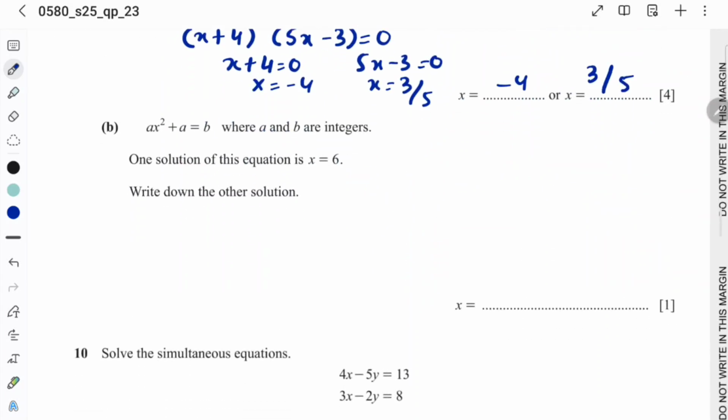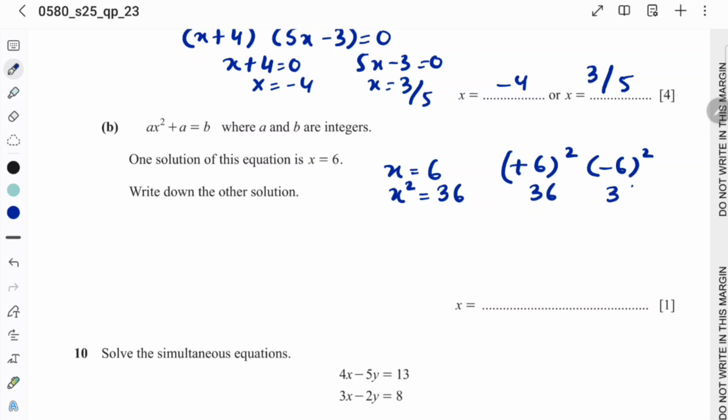So part B, ax square plus a equals b, where a and b are integers. One of the solutions is x equals 6, find the other solution. So just a one mark question. Remember, if I substitute the value 6, then I cannot find the answer because there are more unknowns. So x equals 6, x square will be equal to 36. It means that plus 6 will give you 36, and minus 6 square will also give you the same answer. So one of the answers is 6 and the other answer is minus 6.